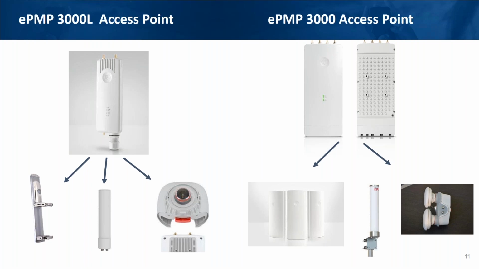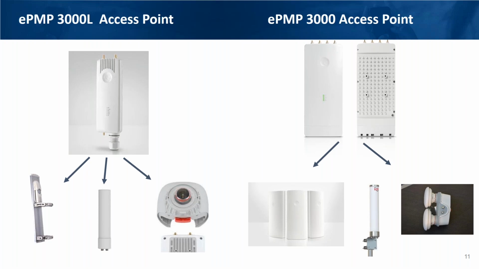So it gives you lots of options, and I'll go through these so you understand how that all fits together. When we look at our access points, with the 3000 product line, we have the 3000L, which I call the little brother of the 3000. The 3000L is a 2x2 access point. It's 802.11ac wave 2. And then we have the full-blown ePMP 3000, which is the 4x4 MU-MIMO. Now, with what I've been talking about, there are 3 different antenna options for each.